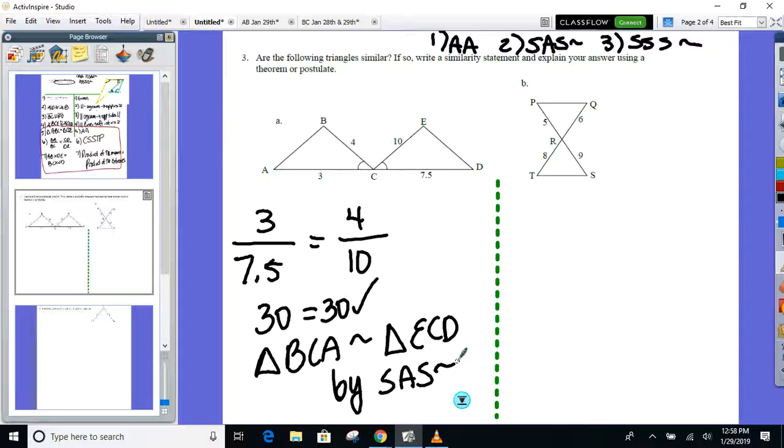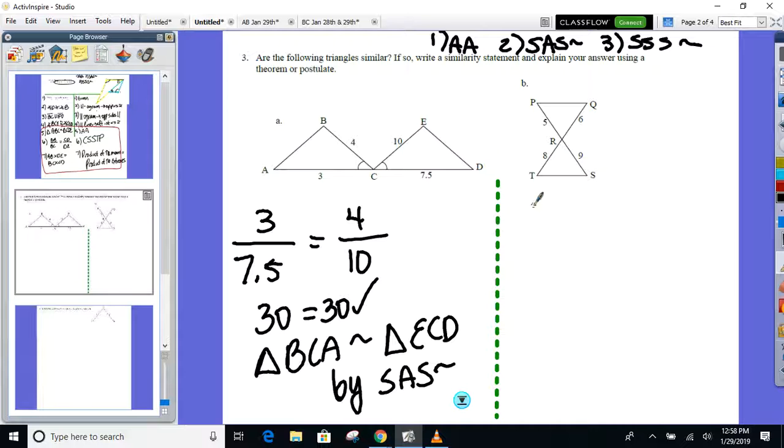All right, let's look at B. What could it only possibly be? It could only possibly be side, angle, side. I don't know where you're getting another pair of angles from or the third pair of sides.